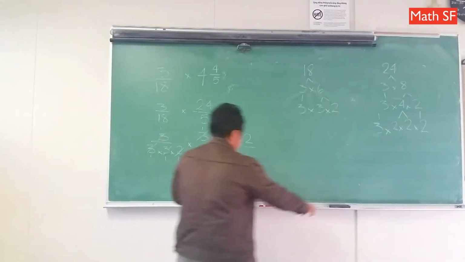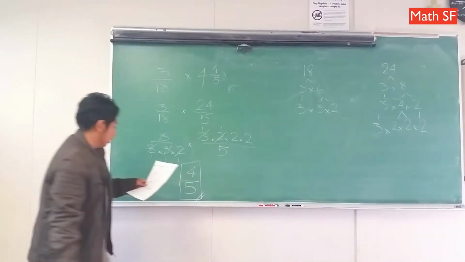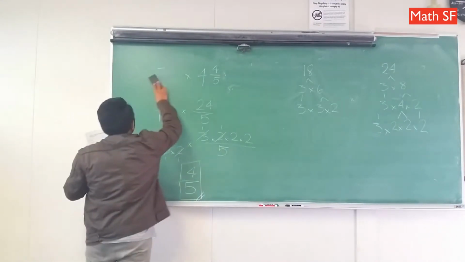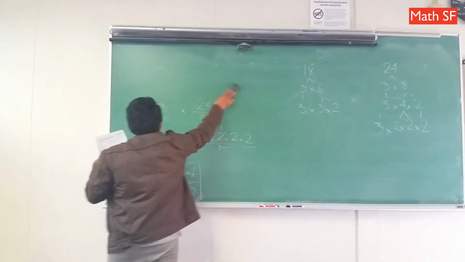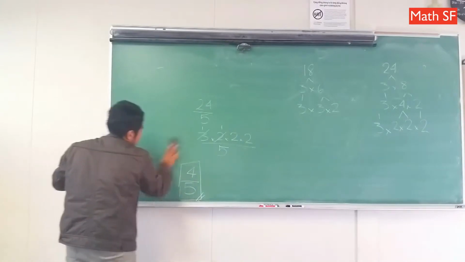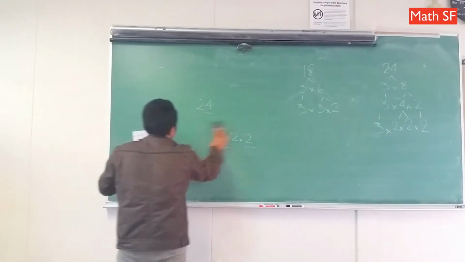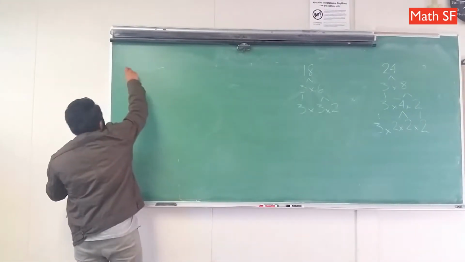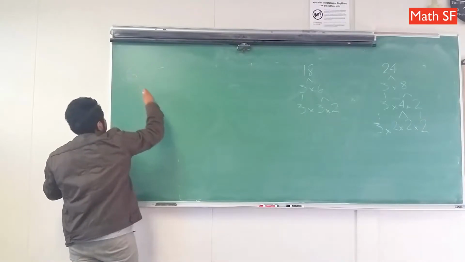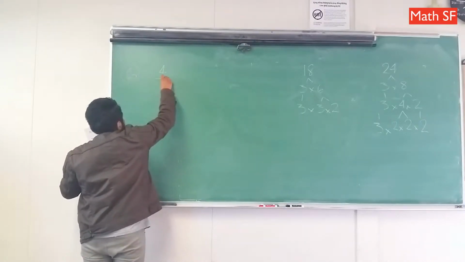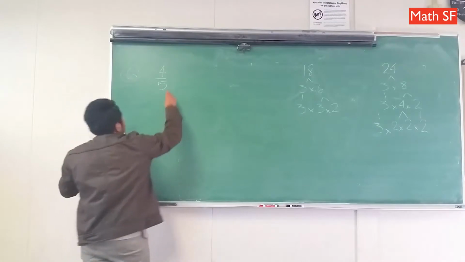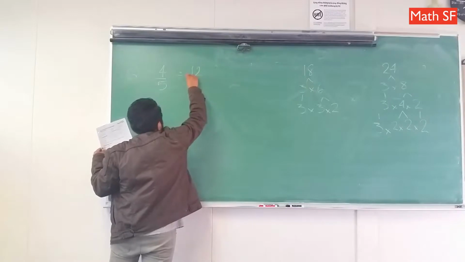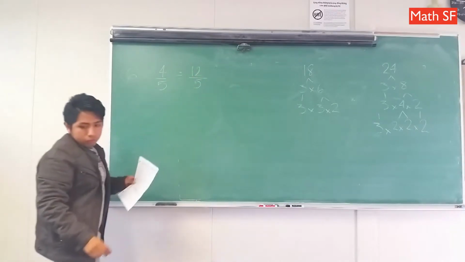The next part of the practice test is divide and simplify. So we have to do some division problems. Number 6, they're asking you to divide 4/5 divided by 12/5.